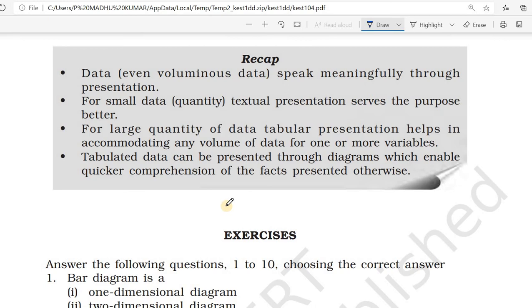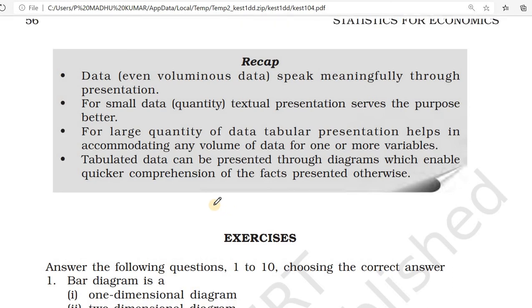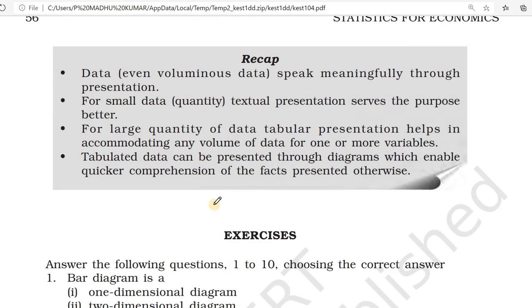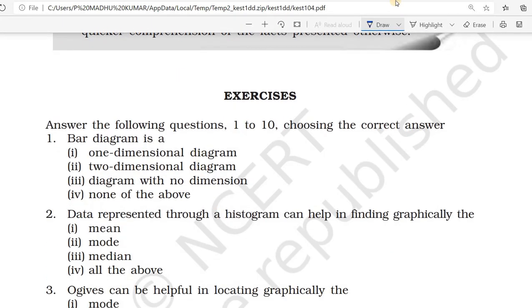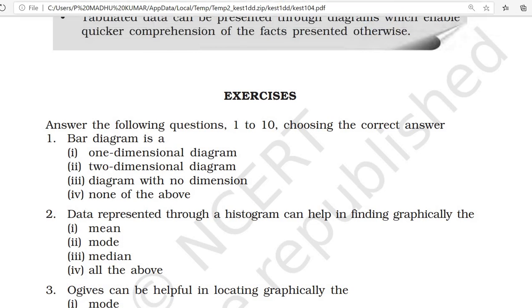Then in this chapter we studied about frequency diagram, three types of representation: textual, graphical and tabular presentation. Three types we studied in this chapter. Now we can go through the question answers.